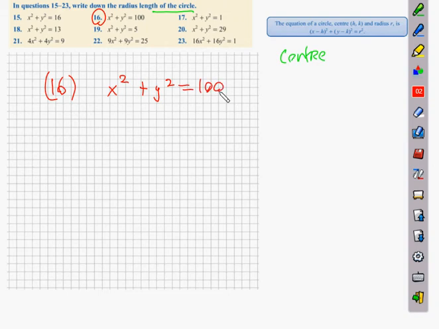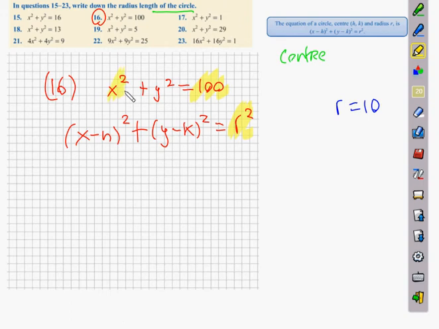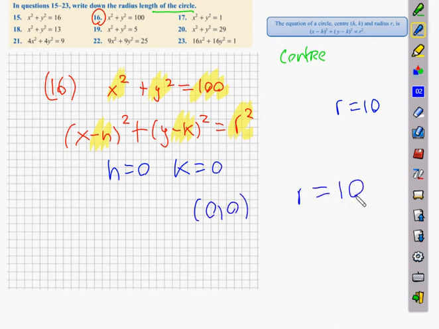Now, if I compare that directly to this formula here, the first thing I can tell you is that r squared equals 100. Therefore r equals 10. The second thing I can tell you is that there's no brackets around this x, which means that this number here has to be 0. There's no brackets around the y, which means that this number here also has to be 0. So what we're looking at there is that h is 0, k is 0, so it's an answer of 0, 0, and r equals 10. Right? Very, very easy question.